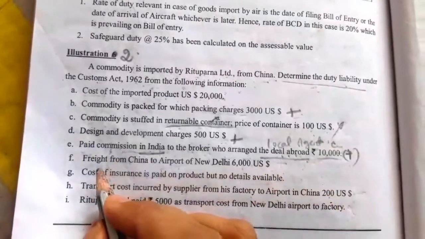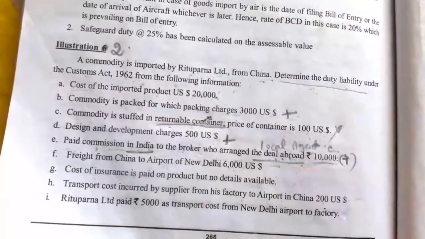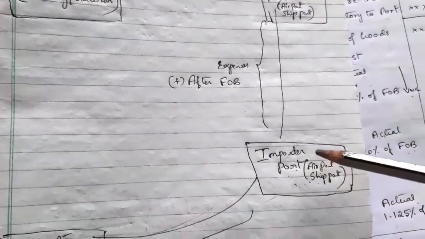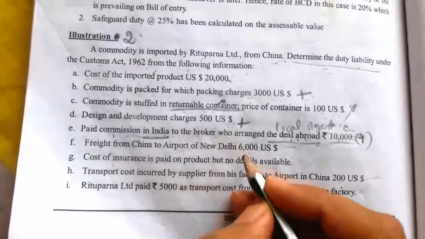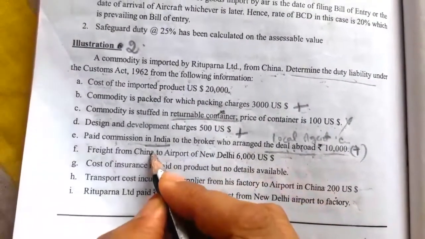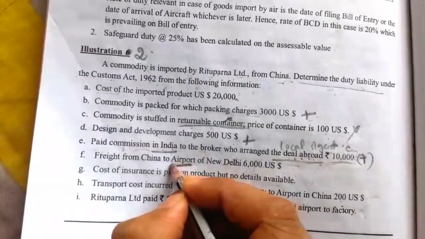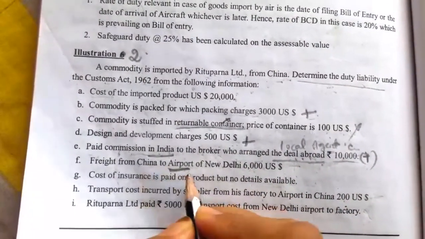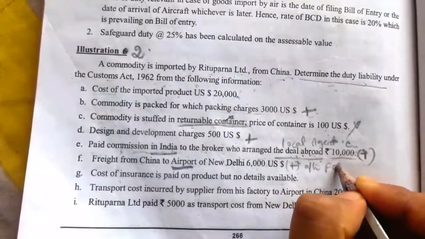Okay. Then freight from China airport to New Delhi airport. China airport means the exporter's airport, and New Delhi airport means the Indian airport. So these freight charges we have to add after FOB. Freight from China airport to New Delhi airport is a freight charge incurred by air. So it should be added after FOB. After FOB we have to add.